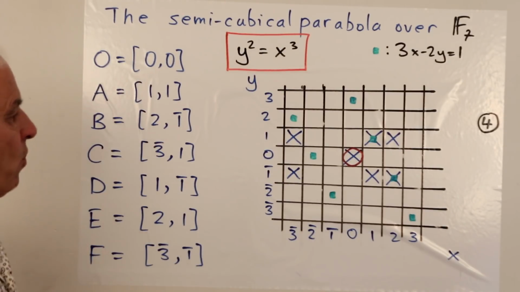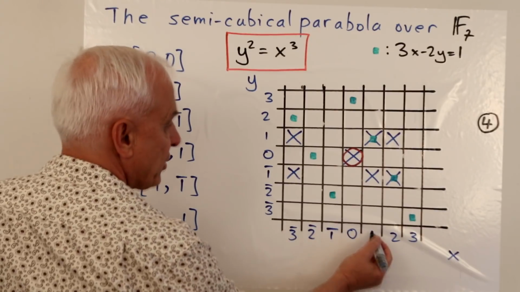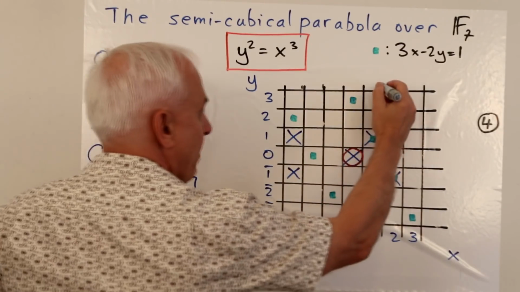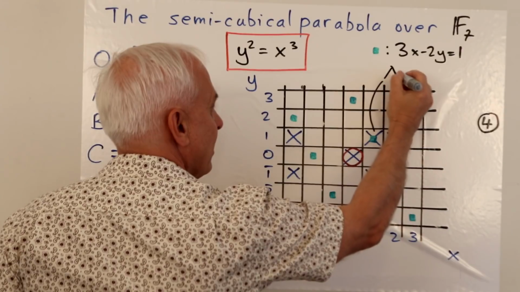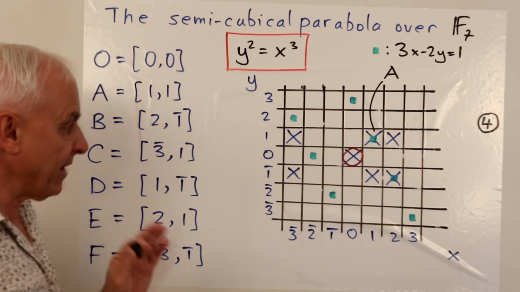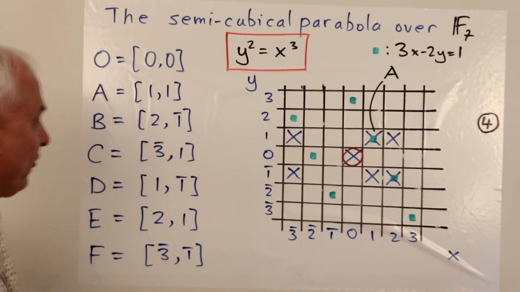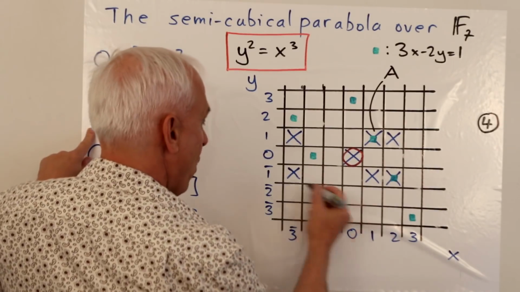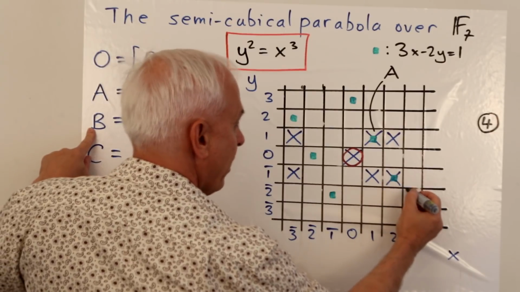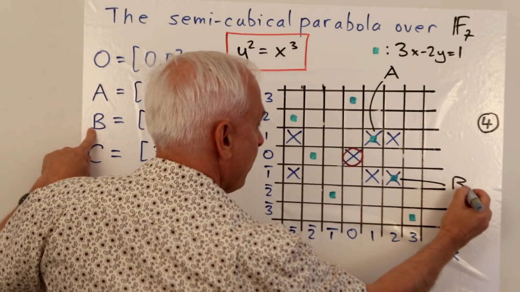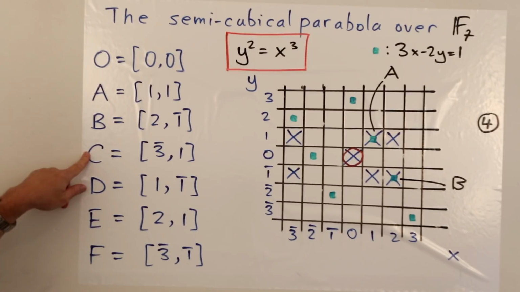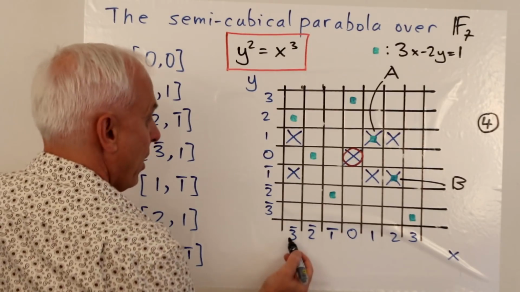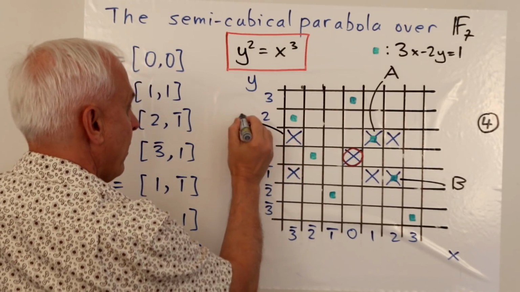So A is (1, 1). That's 1 in the x direction, 1 in the y direction. That's this point here. I might actually just give you their names, because that's going to be a little bit important as we proceed. B is (2, 1 bar). So 2 in the x direction, 1 bar in the y direction. That's that one there. There is B. C is (3 bar, 1). 3 bar, 1. There it is there.